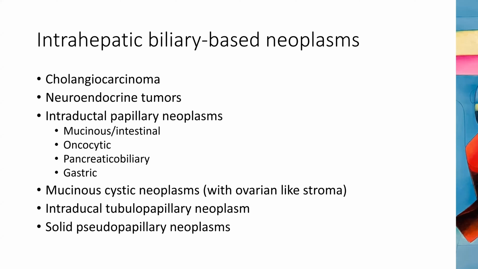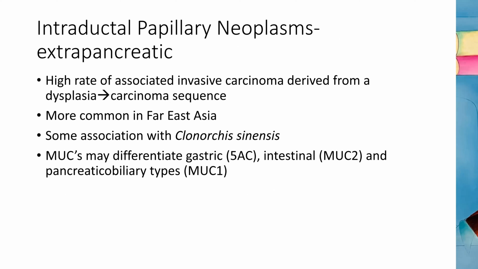So let's talk a little bit about these lesions. Of course, a similar type of neoplasm can occur in the pancreas, but here we're talking about the lesions outside of the pancreas. Now, in many audiences or many populations, this is very rare, but in some locations, the Far East in particular, Korea, Japan, Taiwan, maybe portions of Southeast Asia as well, and China, this lesion can be more common.